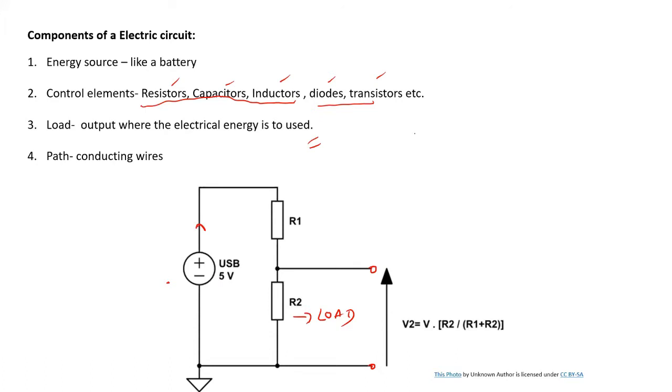If anyone has doubts, you can raise your hand anytime and I will let you speak. So these are the four components for any electronic circuit. It's an electronic circuit, not an electric circuit. Why we need resistors and why we need capacitors, we have already discussed in the last class.